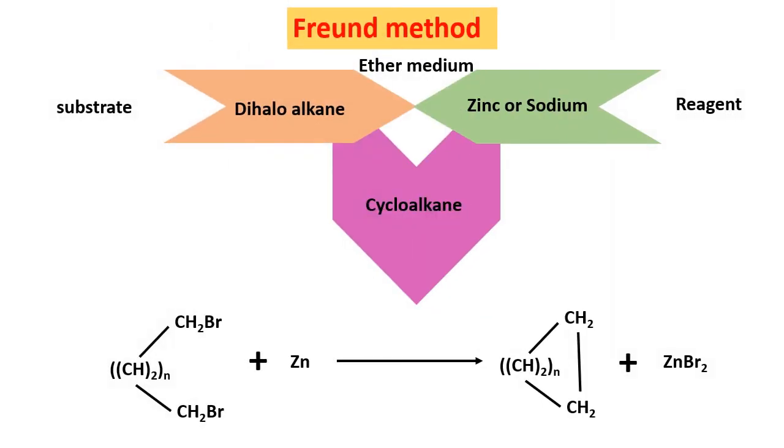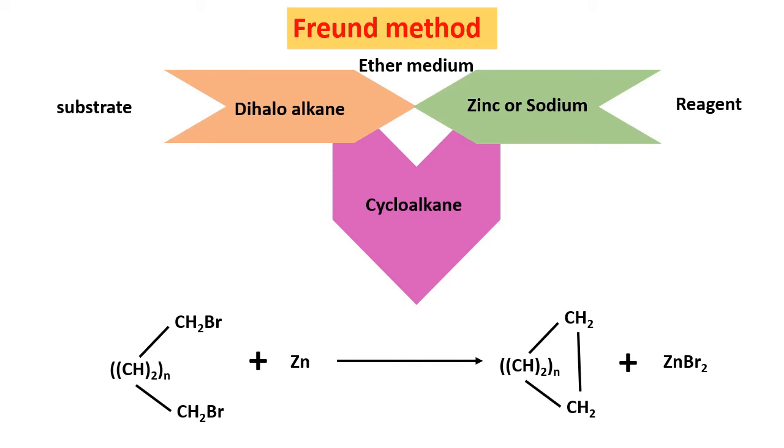Freund method. In any chemical reaction, what you need to focus on is, first, the substrate used in the reaction, what are the reagents used in that reaction, and finally what is the product you are going to get out of that reaction. In this case, that is the Freund method, the preparation of cycloalkane, you are using dihaloalkane as the substrate and zinc or sodium metal as the reagent, and the reaction medium is ether. Finally you are going to get the cycloalkane.